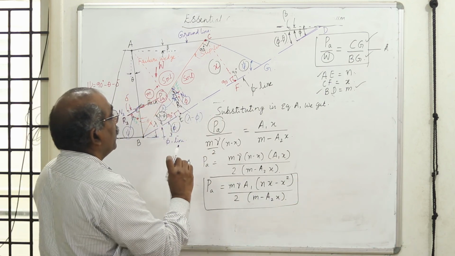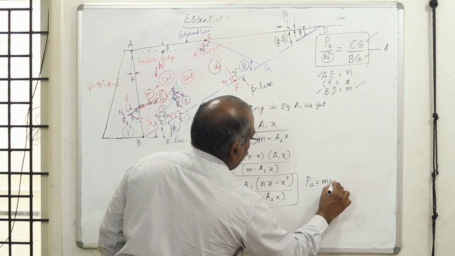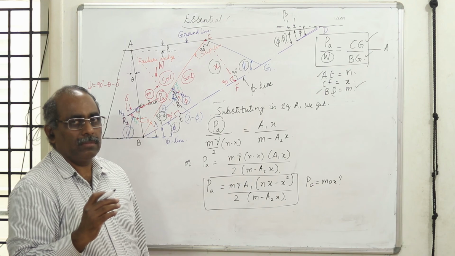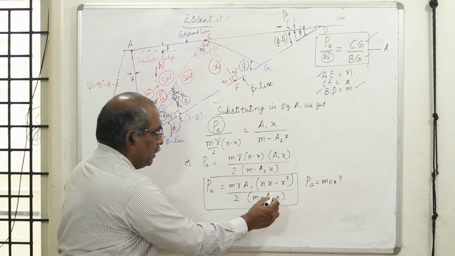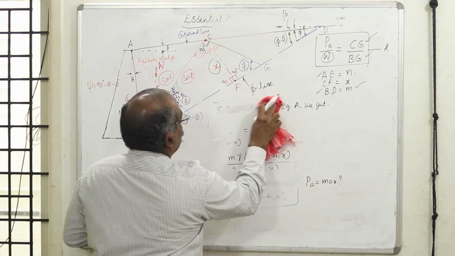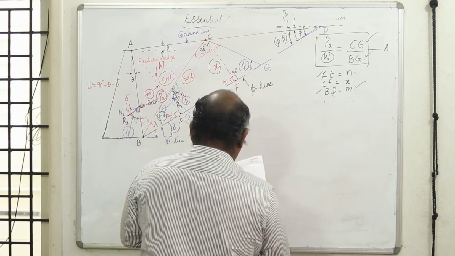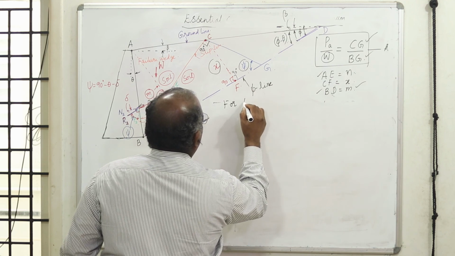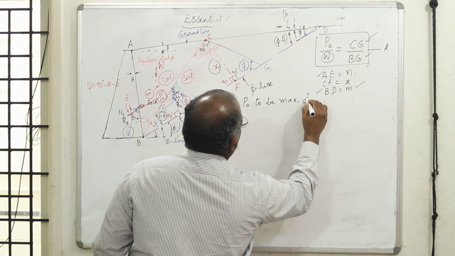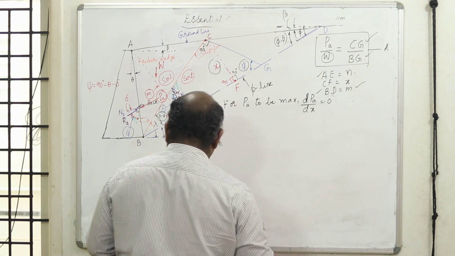Now I want to find out a condition when this is going to be maximum. PA is equal to maximum. Now mathematically the pressure can be maximum when the first derivative with respect to the variable x is going to be 0, then it is going to be maximum. Let us try to do the derivative. For PA to be maximum, dPA by dx is equal to 0. Let us find out that.